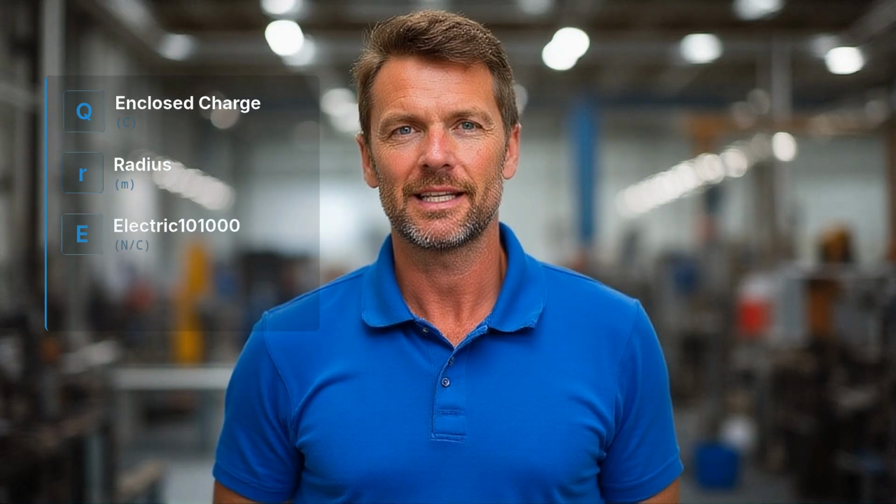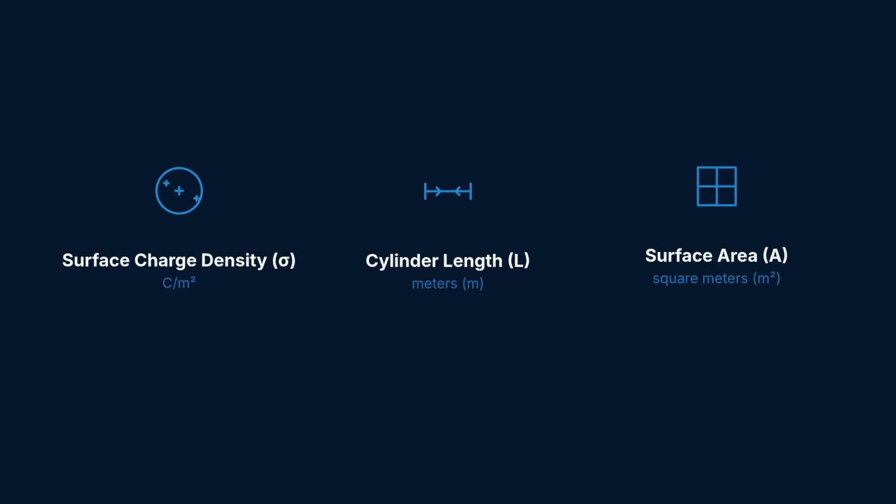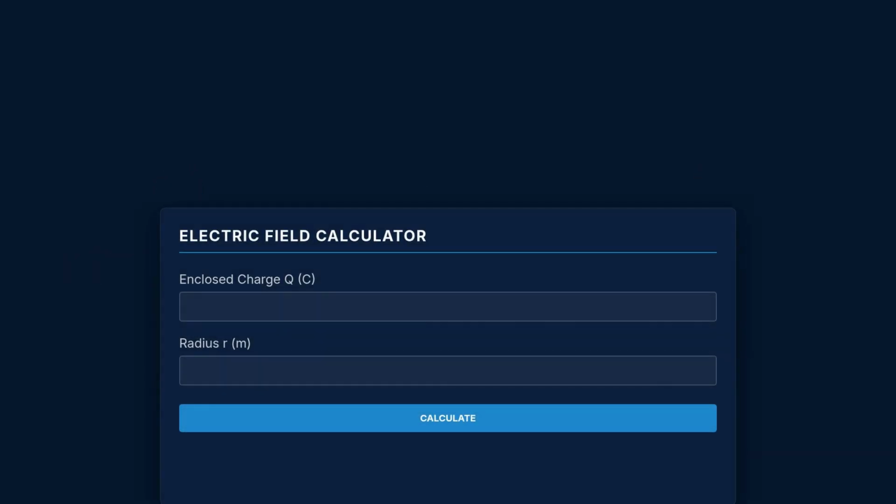The input fields include enclosed charge Q in coulombs, radius r in meters, electric field E in newtons per coulomb, linear charge density L in coulombs per meter, surface charge density in coulombs per meter squared, cylinder length L in meters, and surface area A in square meters. For our example, I'll enter enclosed charge Q equals 10 coulombs and radius r equals 10 meters.